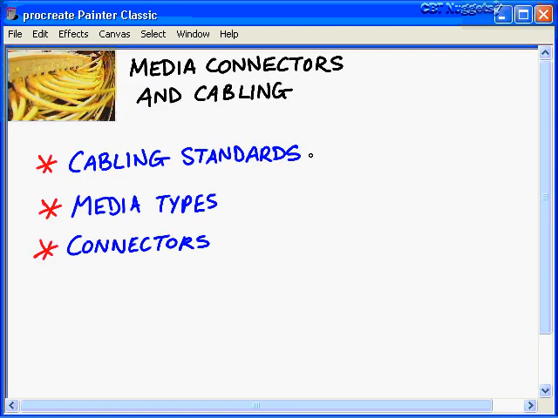In this movie of the Network Plus series, we covered 3 main objectives. In media, connectors, and cabling, we looked first of all at the cabling standards, and we focused mainly on Ethernet cabling. Then we looked at several media types: twisted pair, UTP and STP, coaxial cable, and different types of fiber optic cable. And then finally, different types of connectors to be aware of for your exam.